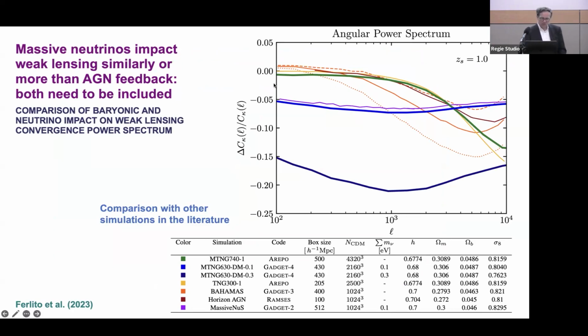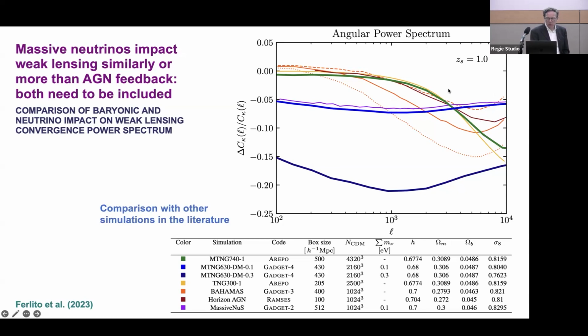I just want to summarize this in the slide here. On the top is the fractional impact on the weak gravitational lensing power spectrum. Basically, this is a comparison between simulations that have only dark matter and full physics calculations, right? The full physics calculations are the ones that go down here. Millennium TNG, our one, is the green one here. There are also other calculations in the literature: our older TNG300, which is this yellow one, and then Horizon-AGN and the BAHAMAS simulation, which are these other three lines.